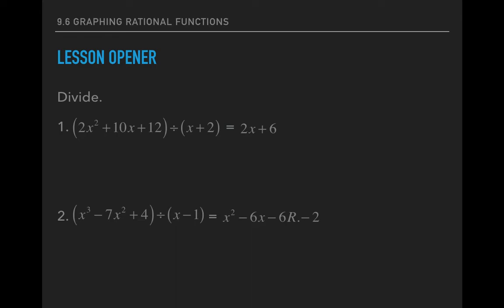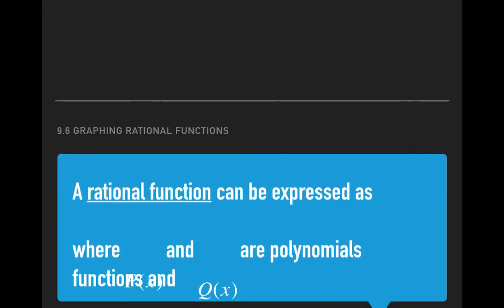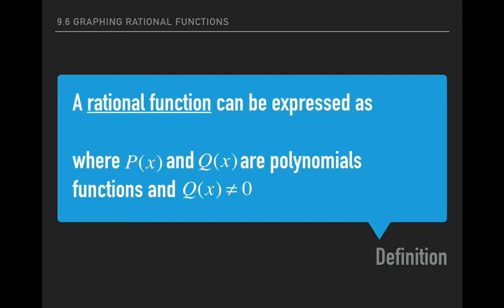All right, so with that in mind, that's going to be something we use throughout this section. A rational function can be expressed as the quotient of two polynomials. You see now why we're going to need to do division. It's the quotient of two polynomials where p and q are each polynomial functions, and q cannot be equal to 0 because that would mean that your function was undefined there.